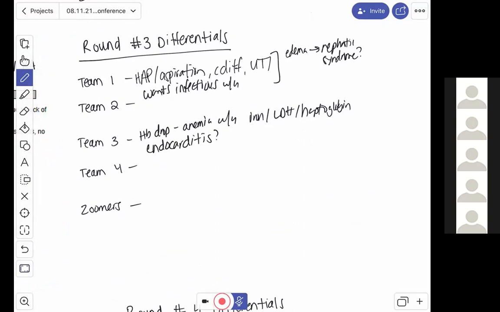Yeah. So, he's been sort of having this subacute smoldering picture of just not feeling well, losing weight, feeling weak. Does he have some sort of subacute bacterial infection that is causing this? Great thoughts. Anything else to add, anybody?